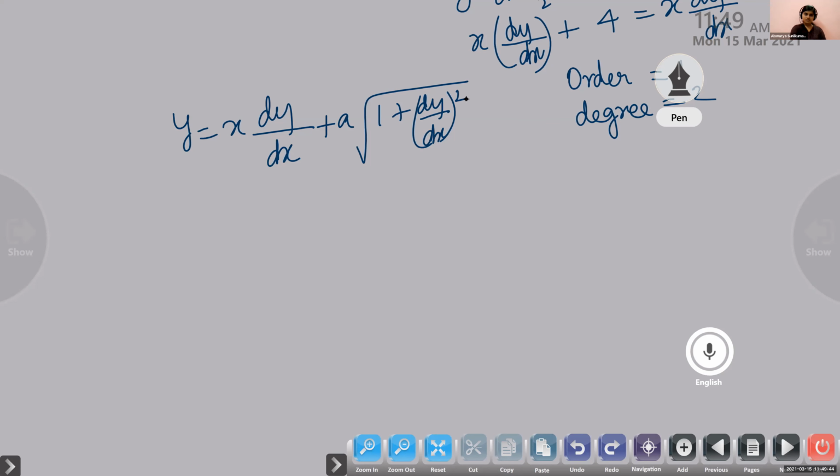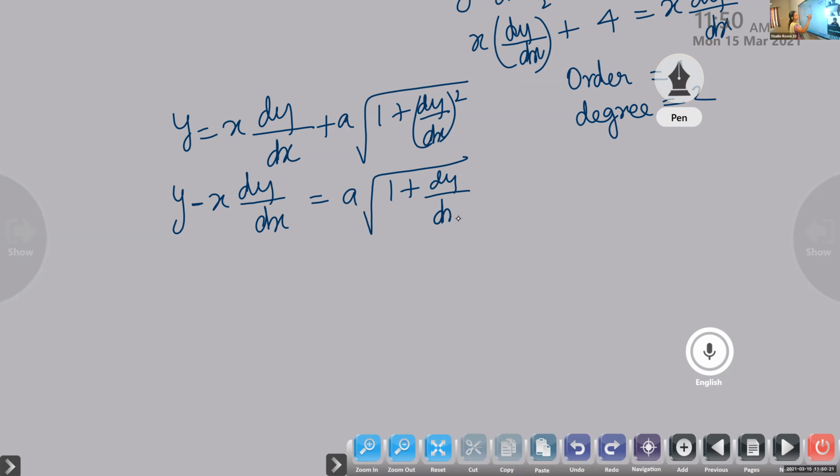Why? Look at the derivative term dy by dx. Is it coming inside the root function? So we should try to remove that root. Listen children, this model is important. I am going to take this x term to one side: y minus x into dy by dx is equal to a into root of 1 plus dy by dx, the whole square.